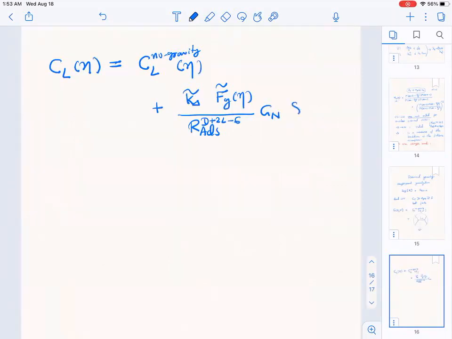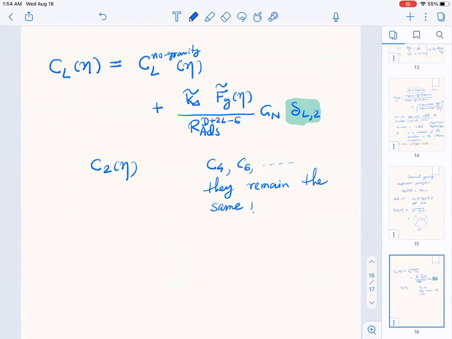And the important part is this term. There is a Kronecker delta. So the gravity term only affects C_2, but C_4, C_6, all the other things remain the same. So basically, for most constraints, they should remain unchanged when you include dynamical gravity.